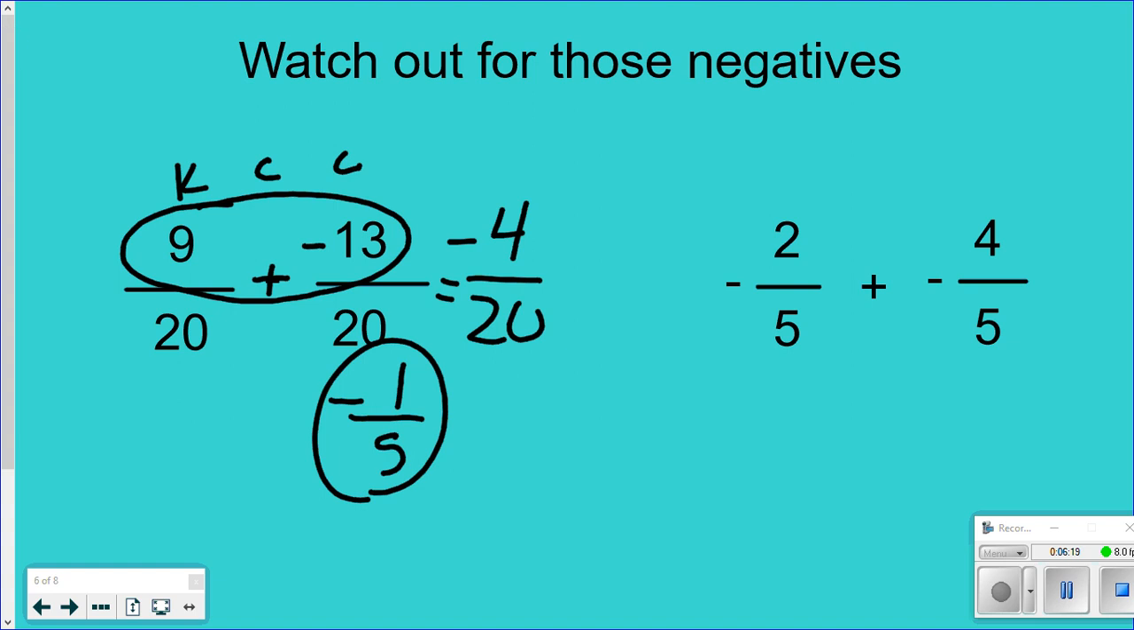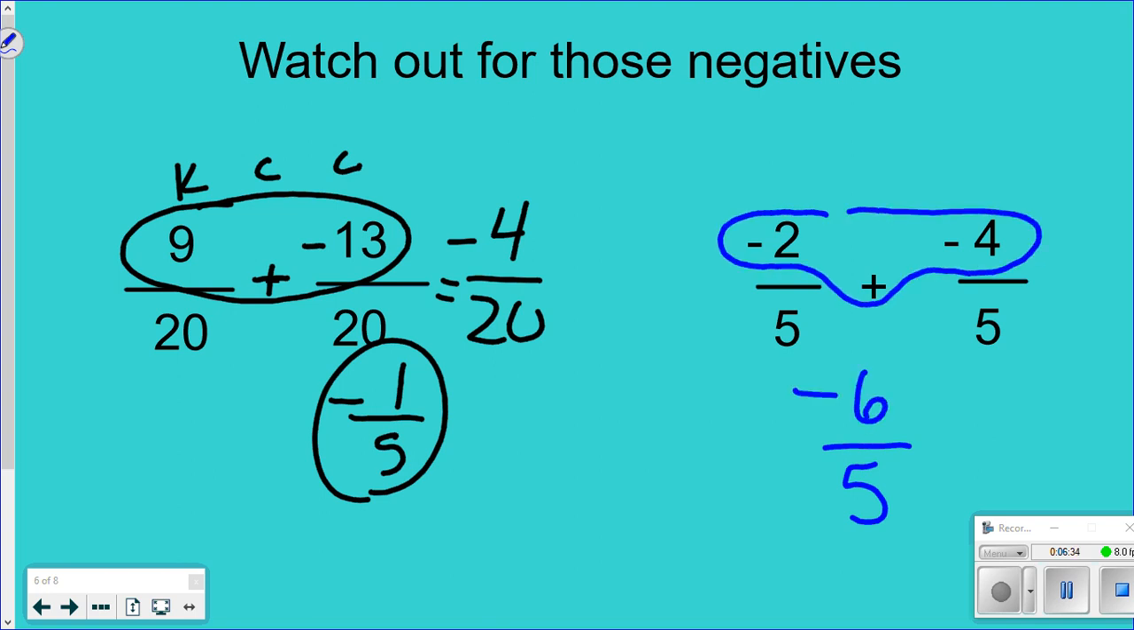The thing about negative fractions is we're just dealing with numerators. Remember, denominators always stay the same. So what happens is your negatives actually float up to your numerators, and that's where you have to deal with them. So for an example, this would be just 5, and then it becomes negative 2 plus negative 4, which would be negative 6, and then change it to a mixed number. That's what it would look like.